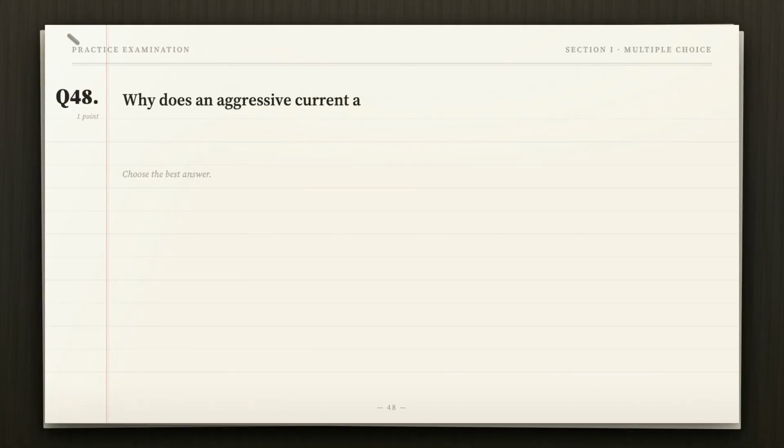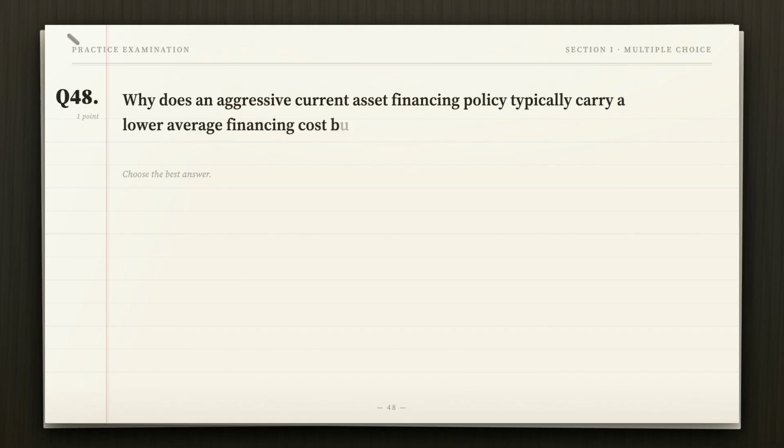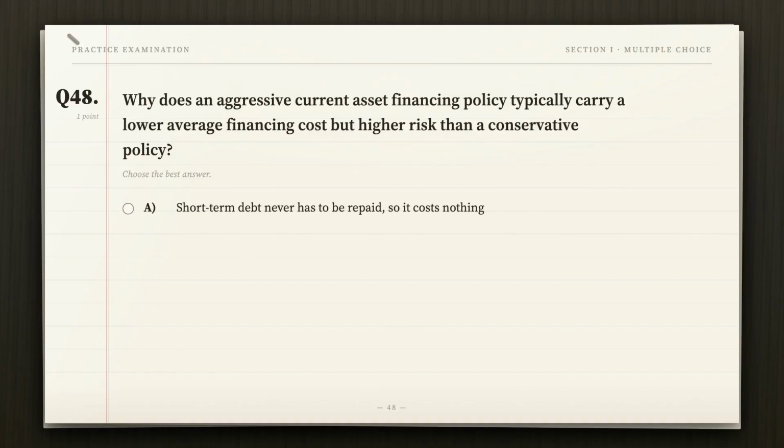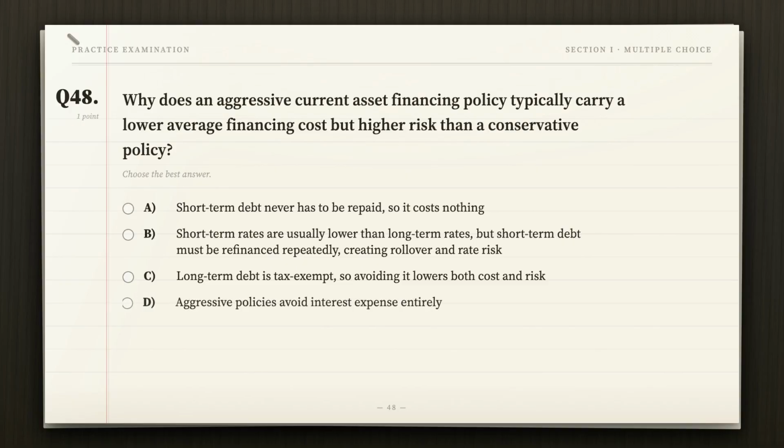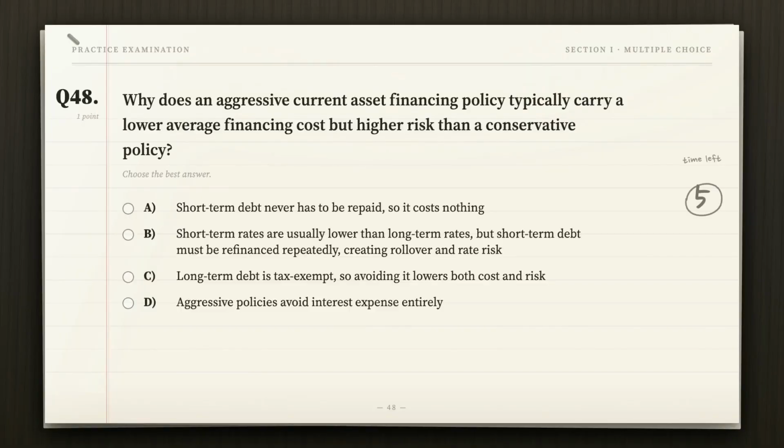Question 48. Why does an aggressive current asset financing policy typically carry a lower average financing cost but higher risk than a conservative policy? Your options are: A. Short-term debt never has to be repaid, so it costs nothing. B. Short-term rates are usually lower than long-term rates, but short-term debt must be refinanced repeatedly, creating rollover and rate risk. C. Long-term debt is tax-exempt, so avoiding it lowers both cost and risk. D. Aggressive policies avoid interest expense entirely. Got a guess? Lock it in.